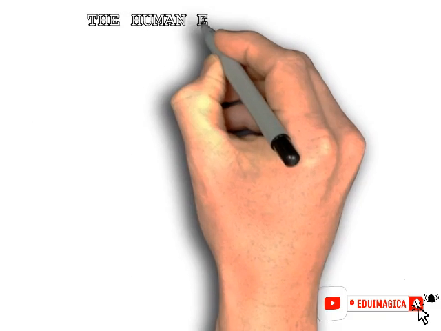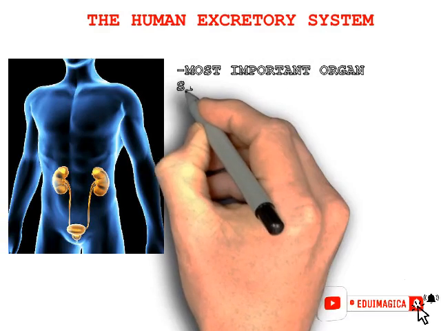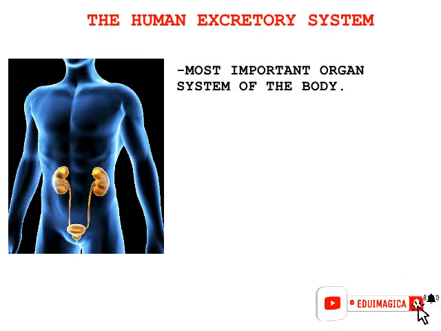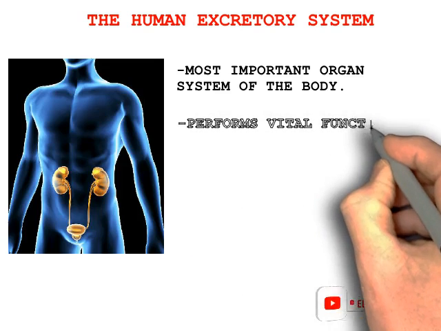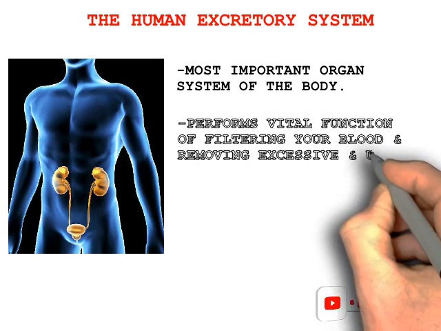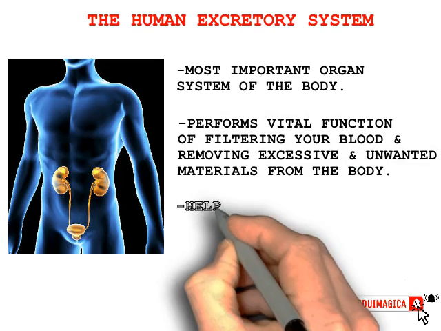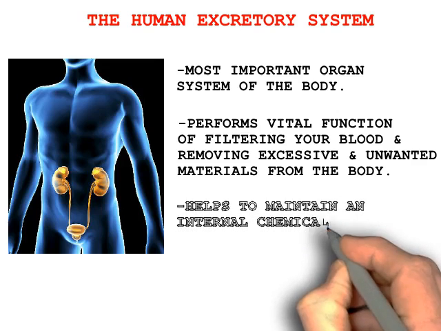The human excretory system is one of the most important organ systems of the body that performs the vital function of filtering of blood and removing excessive and unnecessary materials from the body. This removal of the unwanted and the unnecessary materials helps to maintain an internal chemical homeostasis.